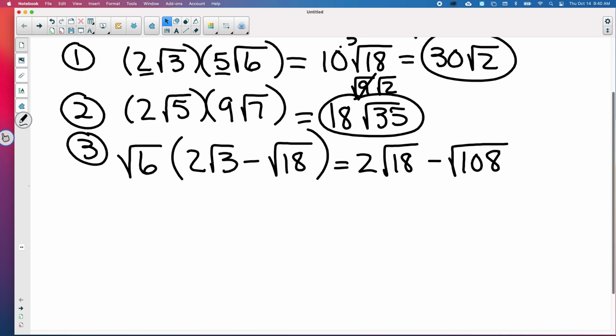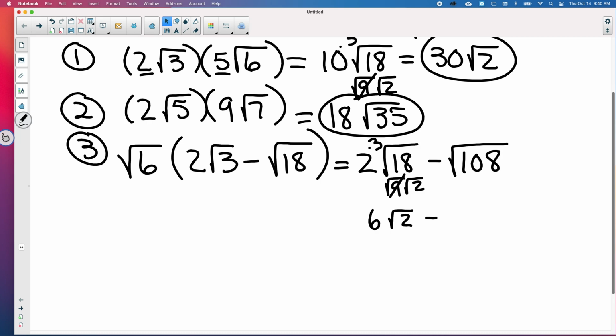Okay. Then you should simplify. So I know radical 18, we just did that one, is 9 and 2. So I take the square root of 9, which is 3, and multiply that by the 2. So that would be 6 radical 2.